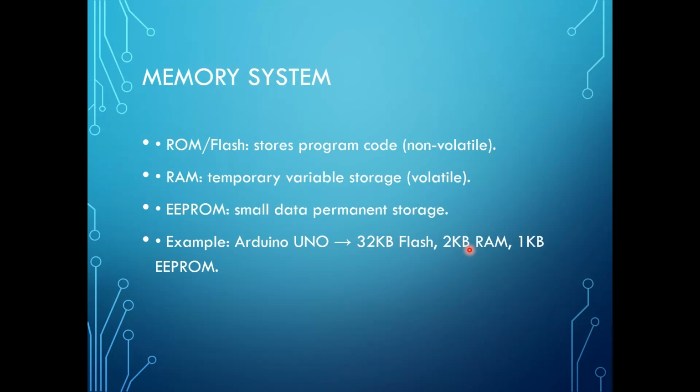Memory system. When we are working on embedded microcontroller or IoT systems, we always have to keep in mind what the capacity of the microcontroller is. There are three main types of memory: flash or ROM, that stores program code, which means it is non-volatile. RAM, that's temporary data, that's volatile in nature. EEPROM, that's permanent storage for small data when you want to keep it. That can be 2 KB, 8 KB, 16 KB, like that. For example, Arduino has 32 KB flash, 2 KB RAM, 1 KB EEPROM.